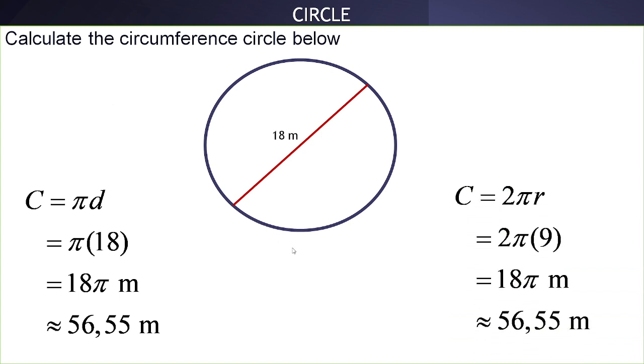You can still use the other variation of the formula to find the circumference, which is given as 2 pi times the radius. Remember what the radius is. The radius is basically half the diameter. So if the diameter is 18 meters, the radius will be 9 meters. So we then substitute 9 in the place of the radius, and we'll have 2 times pi times 9. That still gives us 18 pi meters, which still gives us 56,55 meters if rounded off to 2 decimal places.